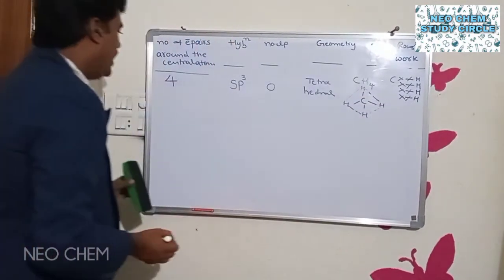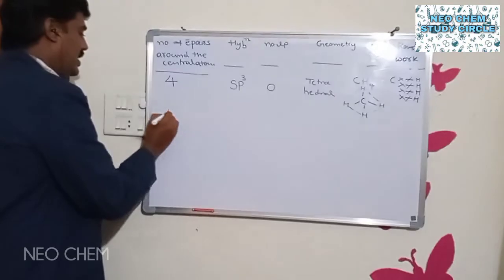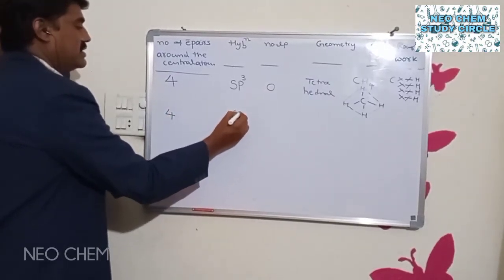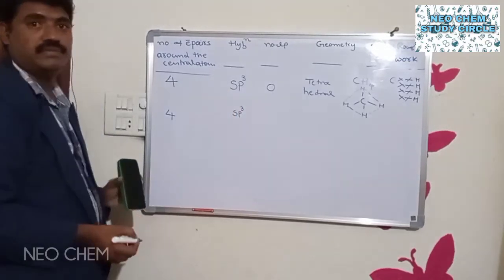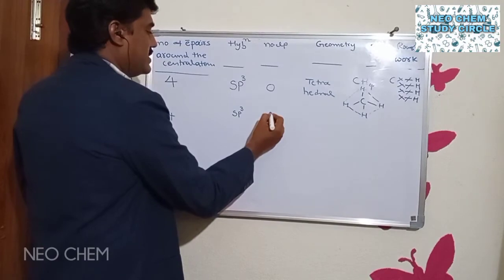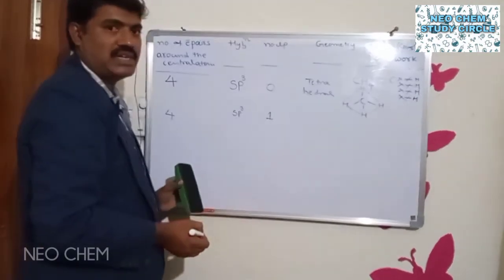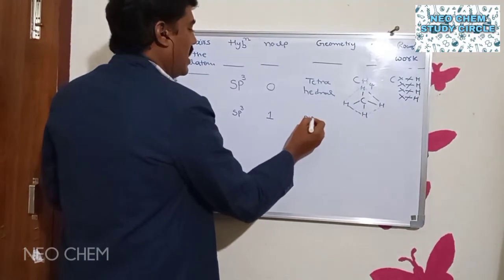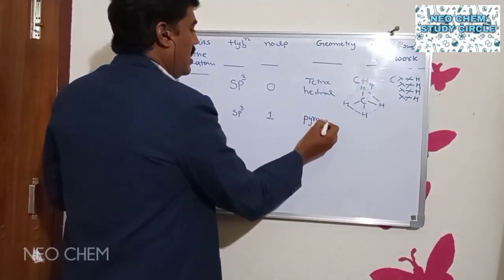Next, electron pairs are 4. Hybridization is sp3. If 1 lone pair of electrons is remaining over the central atom, then the geometry is pyramidal. Pyramidal.